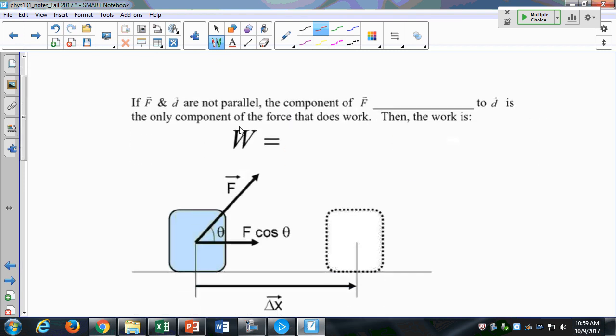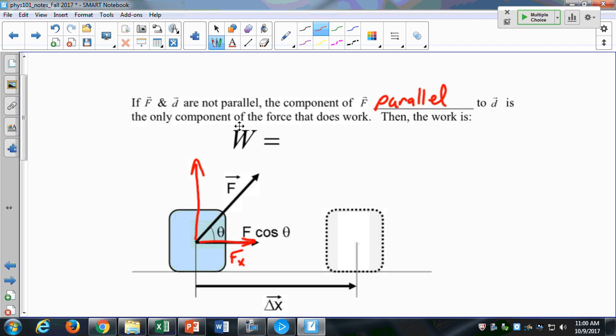Okay, so if F and d are not parallel, then the component of F parallel to d is the only component of the force that does work. Here I have a force off in this direction that's pulling this object in this direction. The displacement is in the x direction, but the force has both x and y components. The y component is along the y-axis here. The x component is here. This is Fx.